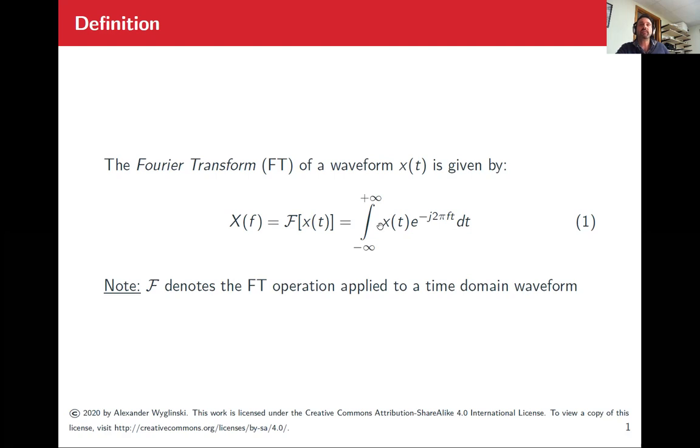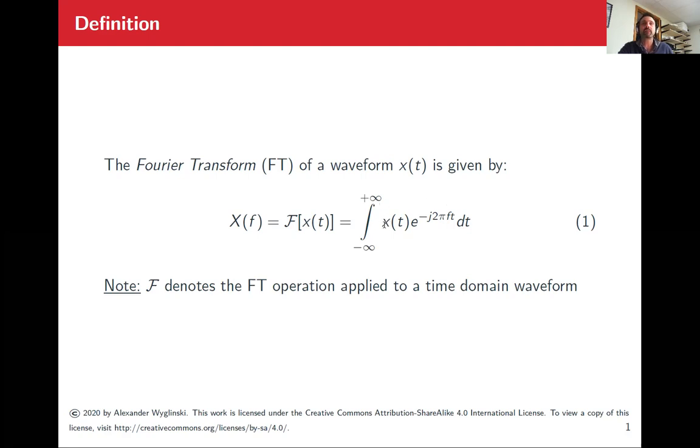The definition of that is the integral from minus infinity to plus infinity, with respect to t, of x of t multiplied by e to the minus j 2 pi f t. j is the complex operator, equal to the square root of minus one, and f is the frequency variable. So we have two variables here, f and t. We're integrating with respect to t, and the output function is capital X, not lowercase x.